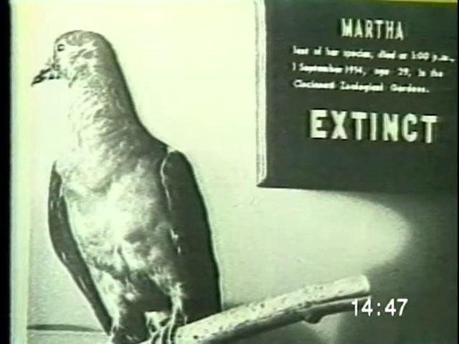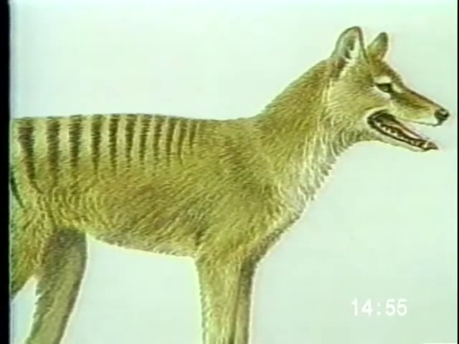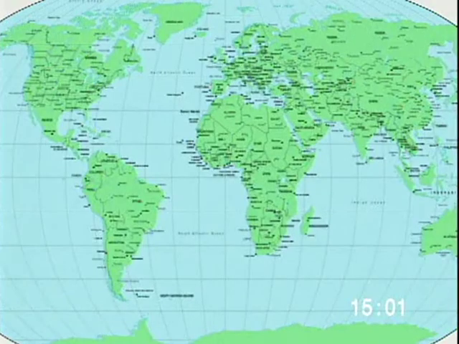Some species have actually disappeared from existence. Two examples include the passenger pigeon and the Tasmanian wolf. These and other species that have died off did so because of man's intervention. How many more will disappear within the next year?